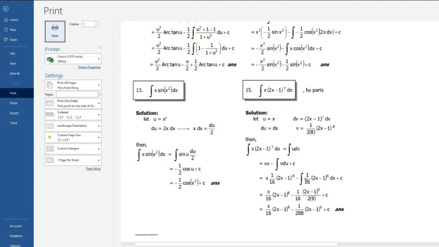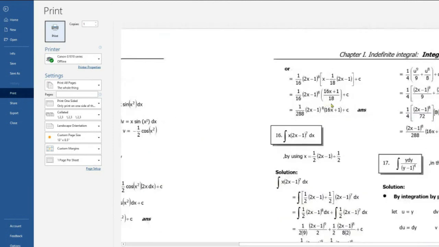Then ito, pwede na siyang i-integrate. So, mangyayari, ito yun, x over 16 quantity 2x minus 1 raised to 8, then minus 1 over 16, integral nito is 1/2, tapos ito is raised to 9, divided by 9, then plus c. Kaya pag imultiply mo ito lahat, 1 over 2, 8, 8 na yan. Tapos quantity 2x minus 1 raised to 9 plus c. So, pwede ito by parts. Okay. Pero I think meron pa na ibang solution yan.